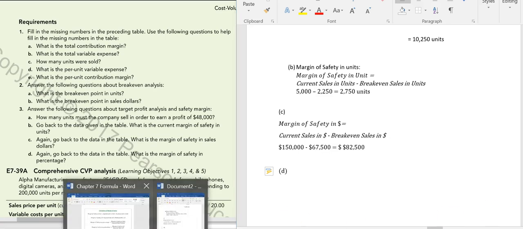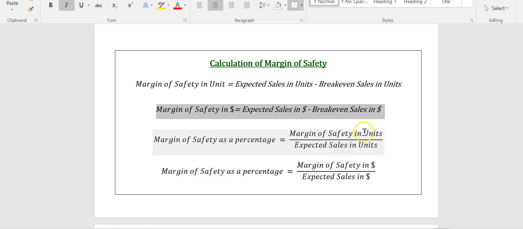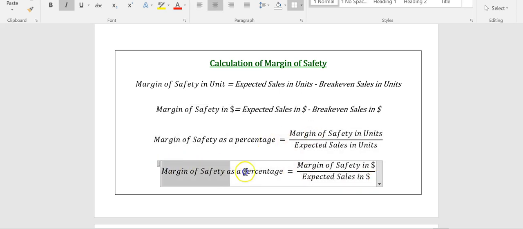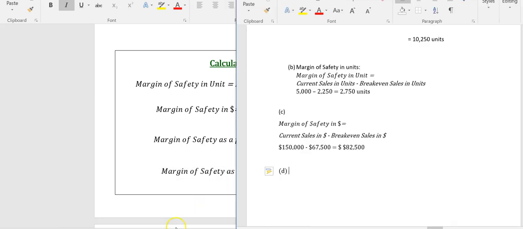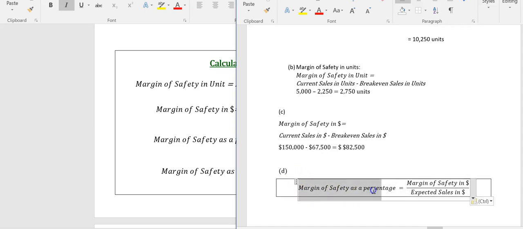You could do it in two ways. Either you could use the unit information, or you could use the dollar value information. It will give you the same thing. We already have all the information. We have margin of safety in units, our current sales in units, margin of safety in dollars, and current sales in dollars. You could use either one, and both will give you the same result. So let's do the dollar value, since we already have this dollar information here.